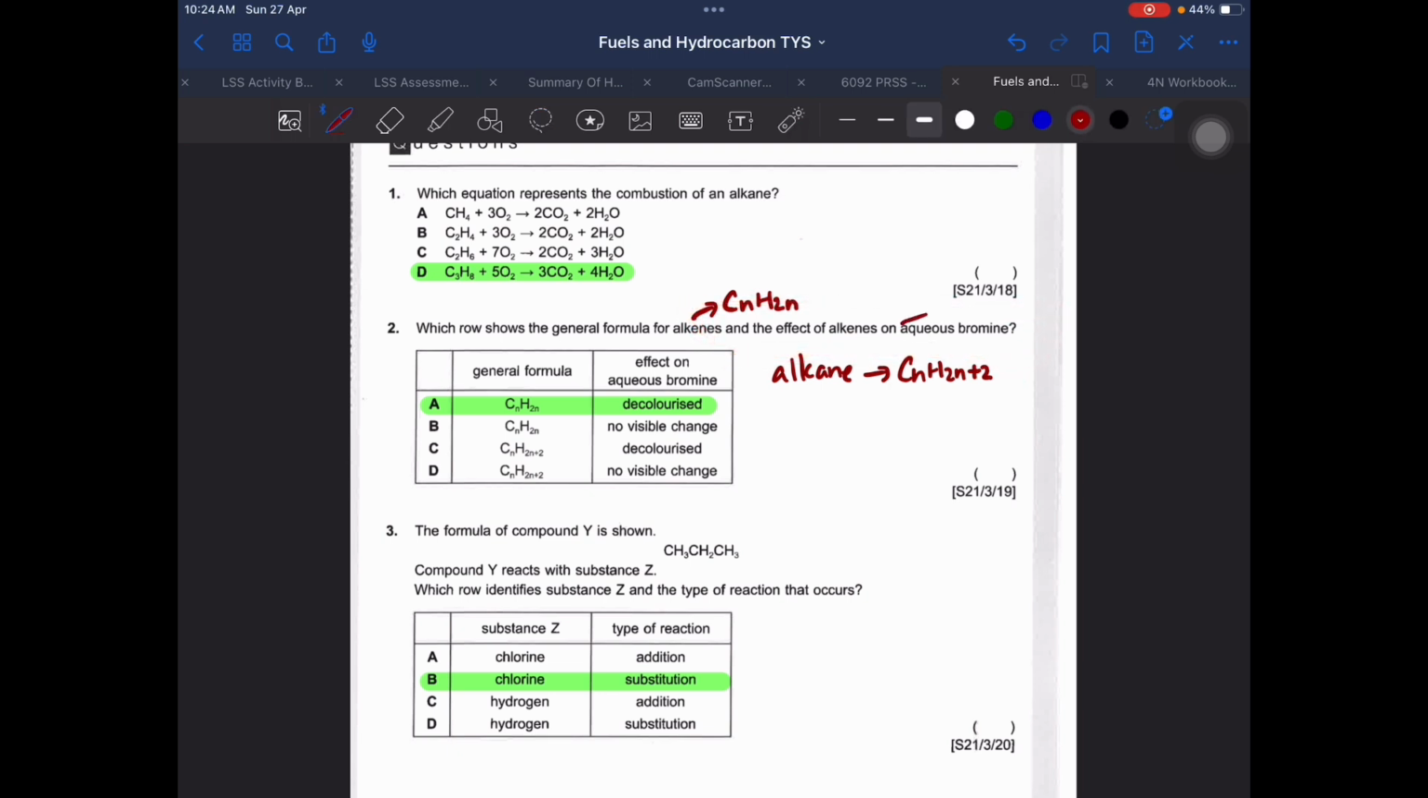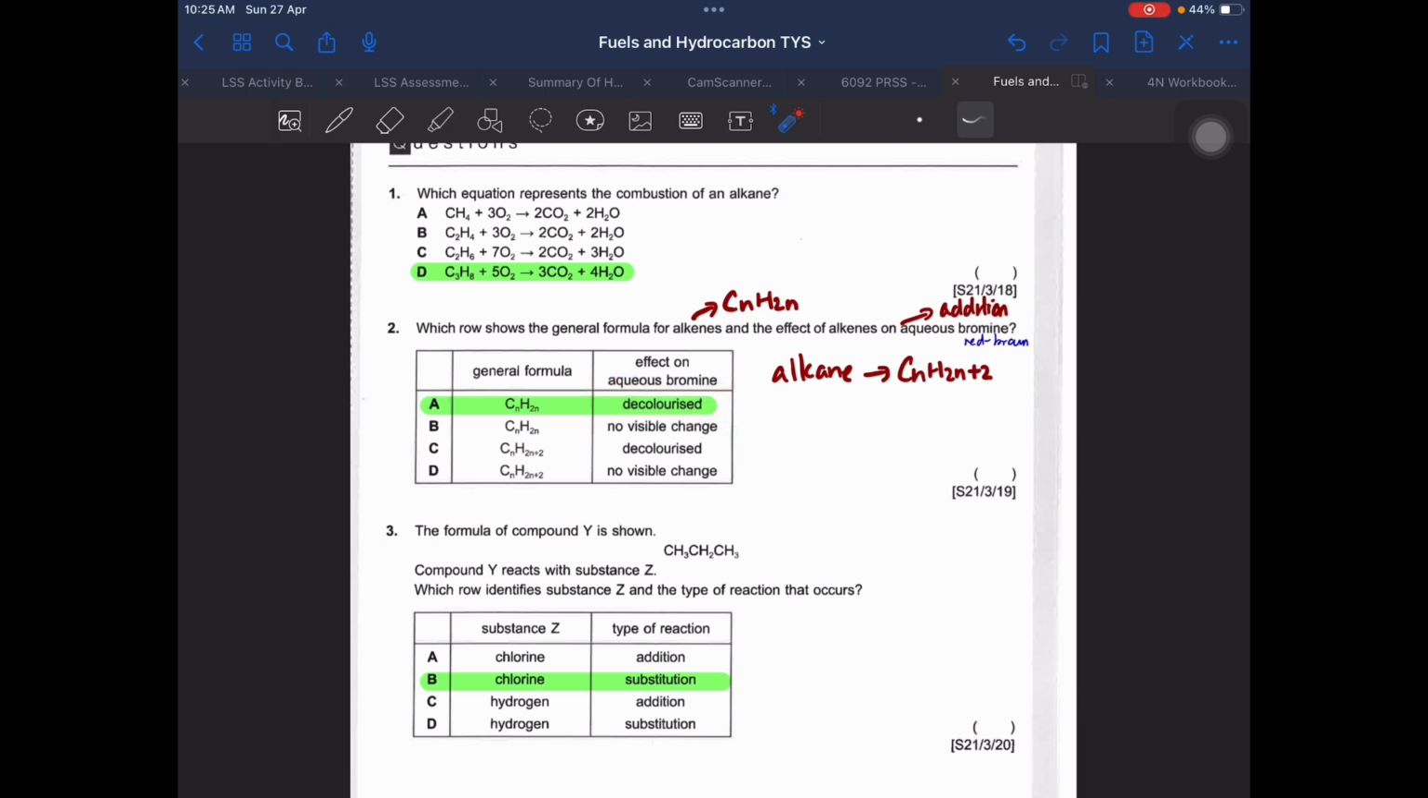This is actually what we call an addition reaction, right? In the addition of bromine with alkene, what will happen is that the red-brown color, so bromine is actually a reddish-brown color, will actually disappear, or what we call decolorize. So for this question here, we are looking at the formula of CnH2n. We are looking at decolorization of aqueous bromine, right?